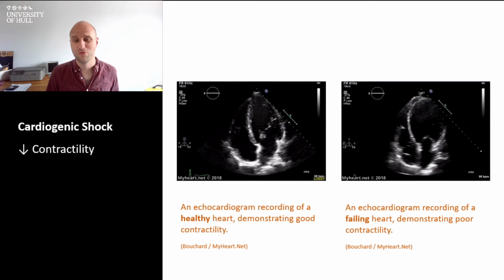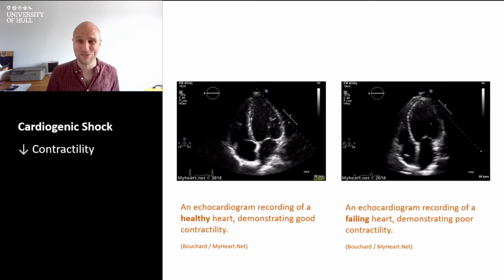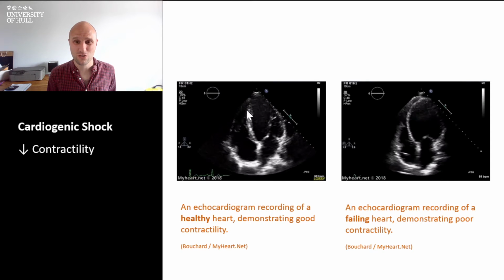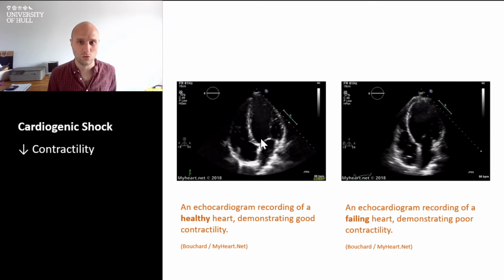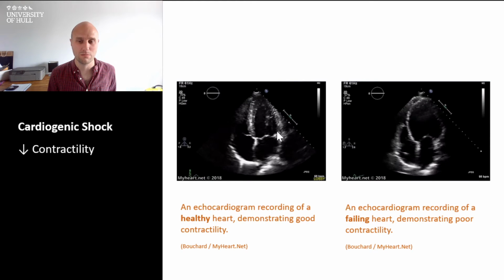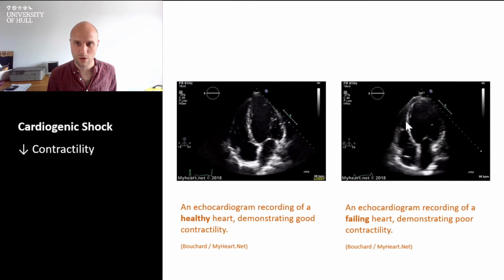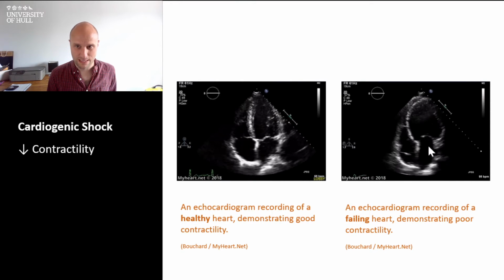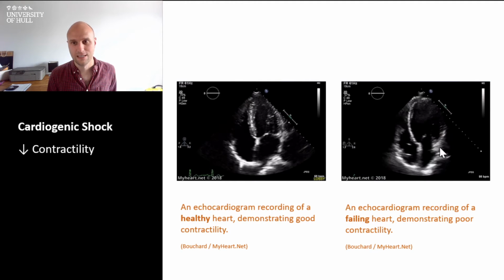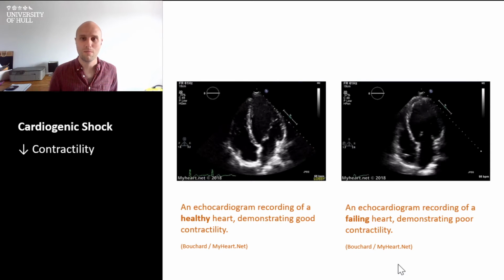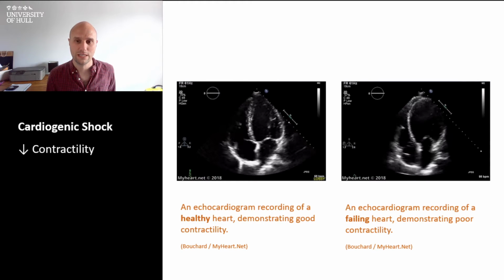If you've been doing these tutorials, no doubt you've seen this slide before. In the center of your screen, you can see the left ventricle. It's beating really well. All the walls are coming together and it's squeezing lots of blood out into the systemic circulation. And on the right, we've got this big dilated, tired, failing heart. Clearly the contractility is poor there, and it's not managing to eject a great deal of blood with each contraction.